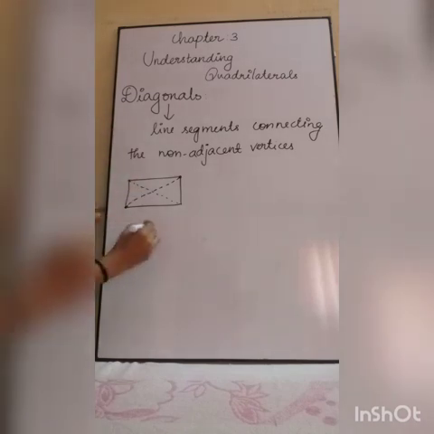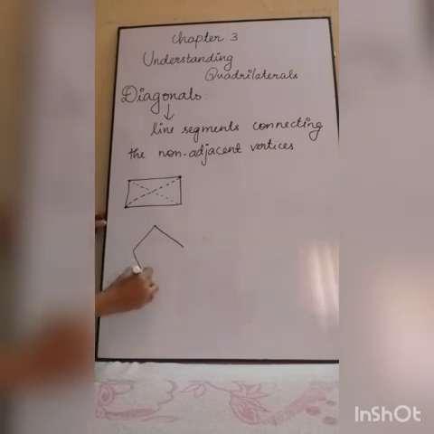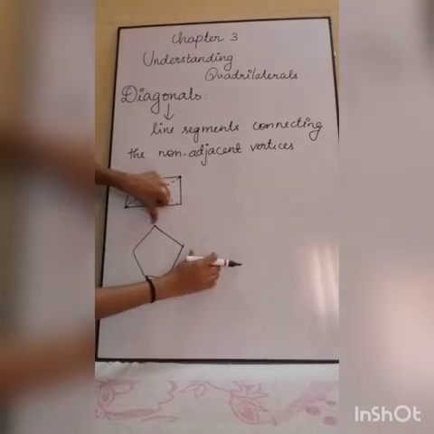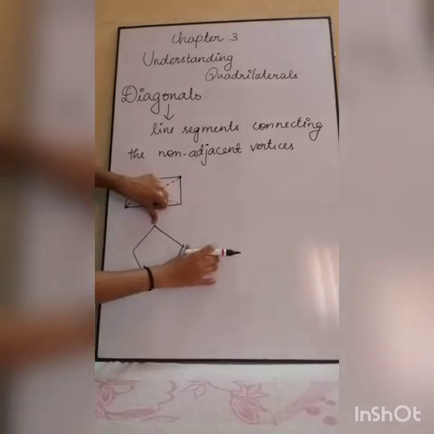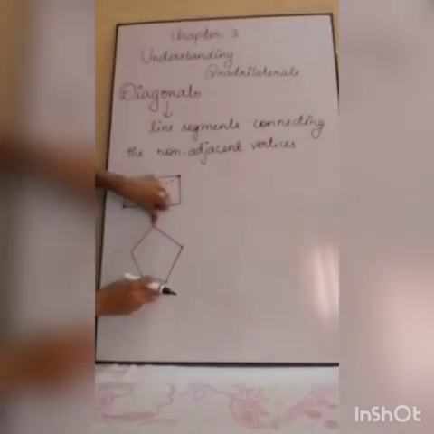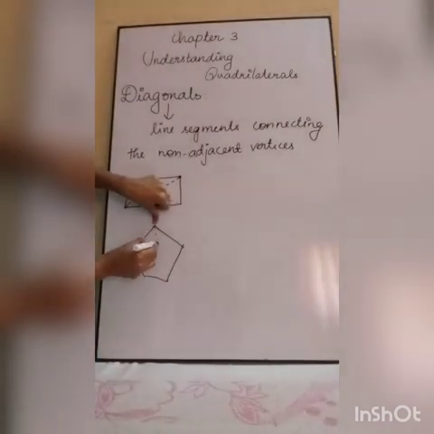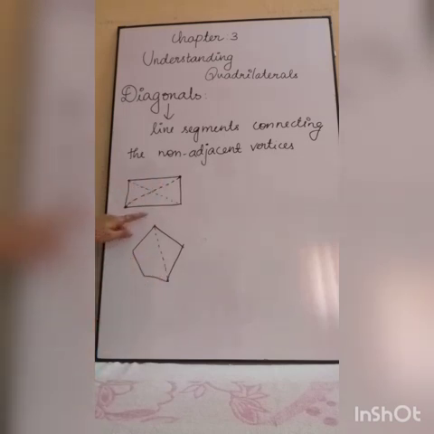Likewise, I am going to take a pentagon. A pentagon is a 5-sided polygon. Now this vertex and this vertex are adjacent, but this one and this one are non-adjacent. So using a line segment we can join these non-adjacent vertices, right?